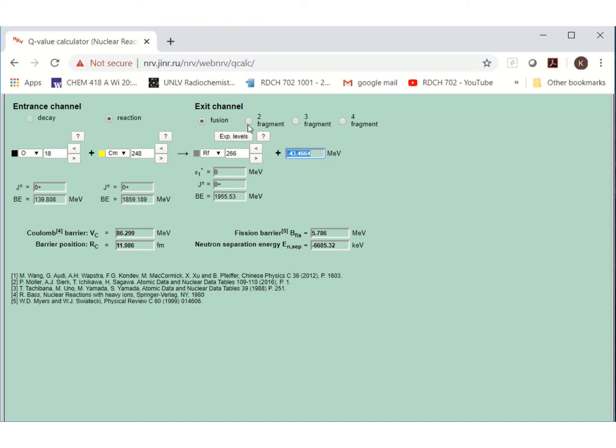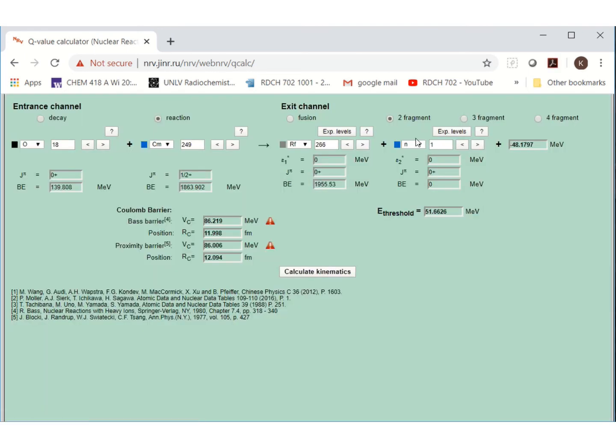But I could also say, let's make it into two fragments. Actually, I'd make 5 neutrons boil off. So this rutherfordium-266 would form, and it would give up 5 neutrons and make rutherfordium-261. But here I don't have enough to run this rate. I don't have enough fragments. Each neutron in here is considered a separate fragment.